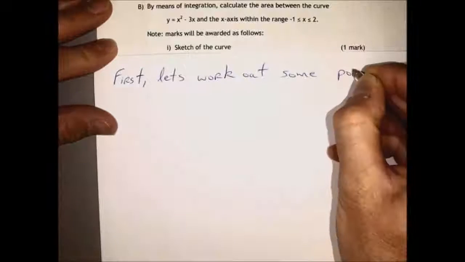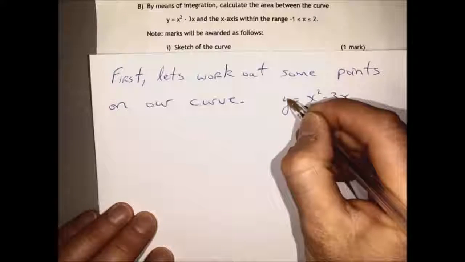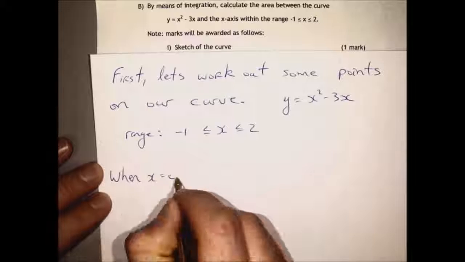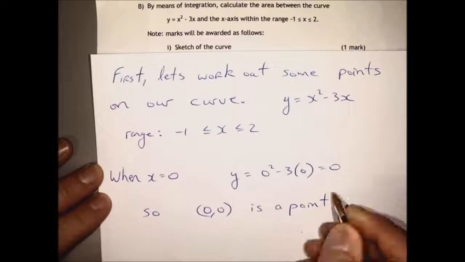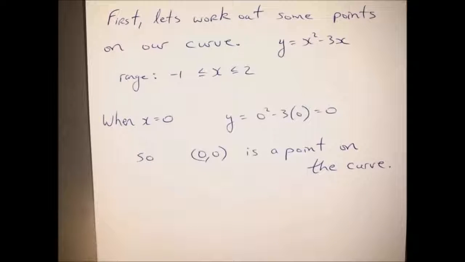So the first point we might get there is setting x to 0. So when x is 0, what will y be on our curve? Well, when x is 0, y will equal 0. So 0, 0 is a point on our curve, and it's also where the curve cuts or intercepts the y-axis.